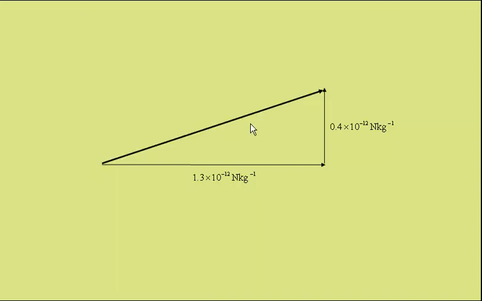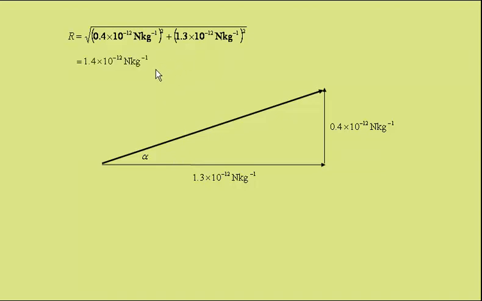So now I can complete a vector diagram. Here's the vertical component upwards at 0.4 times 10 to the minus 12 newtons per kilogram. The horizontal component to the right, 1.3 times 10 to the minus 12 newtons per kilogram, and so the resultant goes from the start to the finish up here, and I'll label this as angle alpha. We can find the size of the resultant using Pythagoras, which I've done here, which gives a value of 1.4 times 10 to the minus 12 newtons per kilogram.